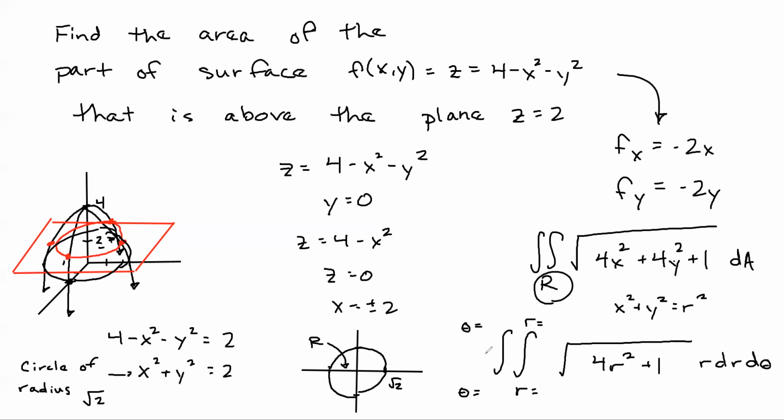And then what would our bounds be? So we want to go from the inner radius to the outer radius. The inner radius is at the center, so that's going to be 0. The outer radius is going to be the radius for our object, which is root 2. And then since it covers the whole circle, we go from 0 to 2 pi for theta.